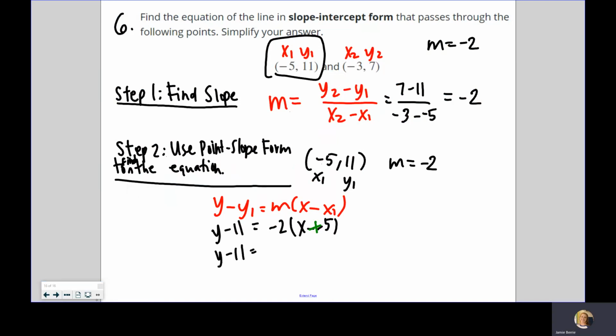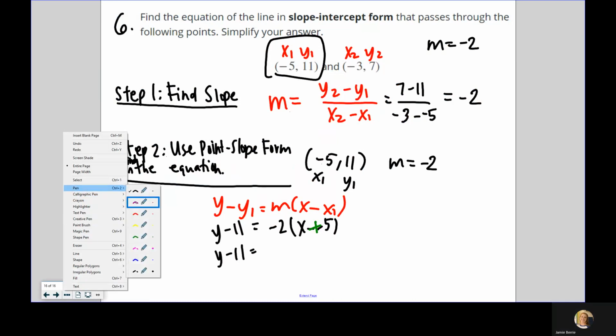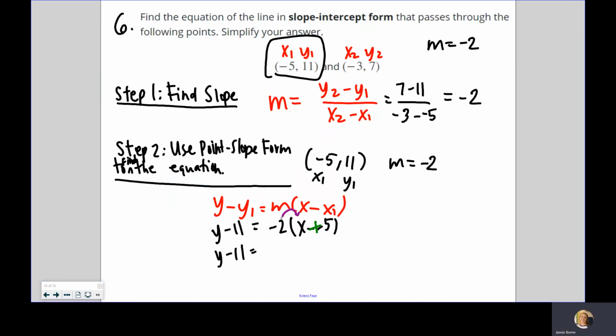Now go ahead and multiply through by -2. So we get -2 times x is -2x. -2 times 5 is -10. We're almost done. We just need to get y by itself, so go ahead and add 11 to both sides. Move that 11 over. We get y equals -2x. -10 plus 11, that would be +1. And you're done.